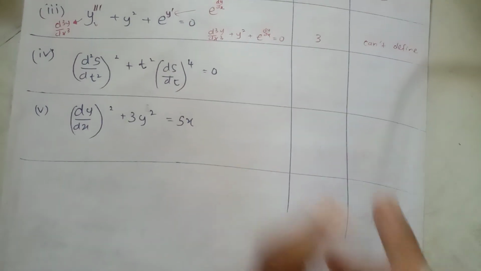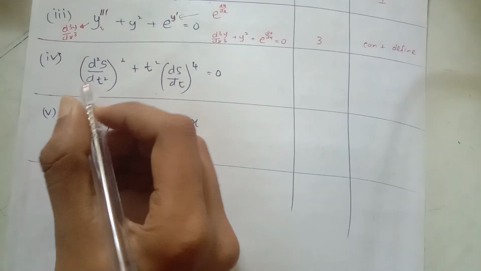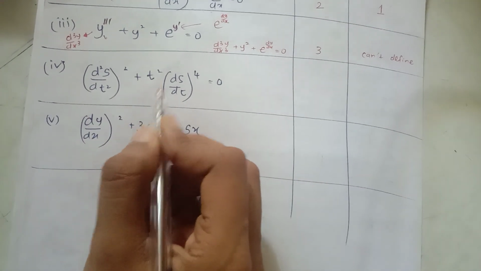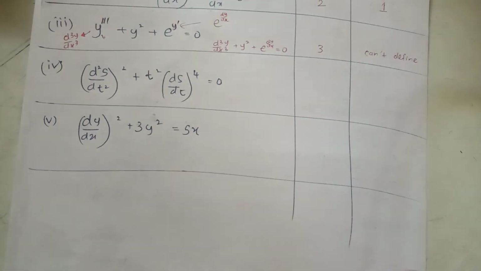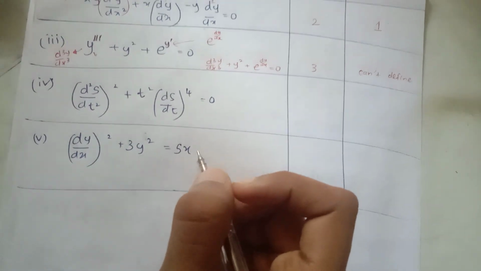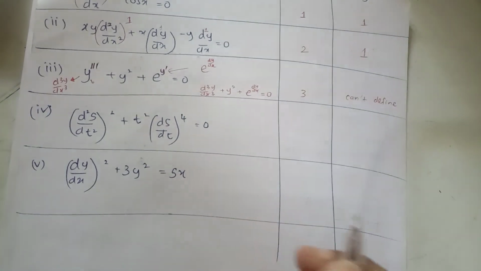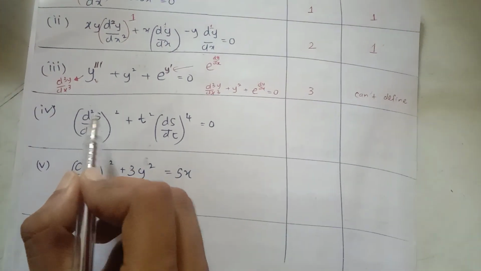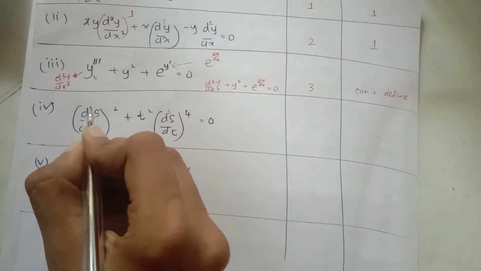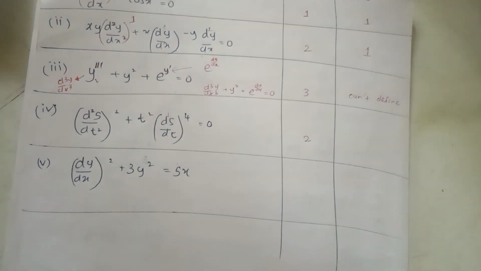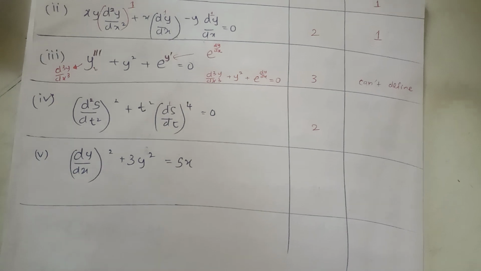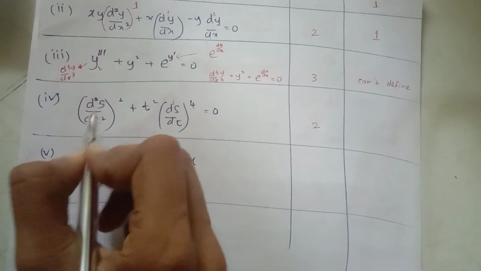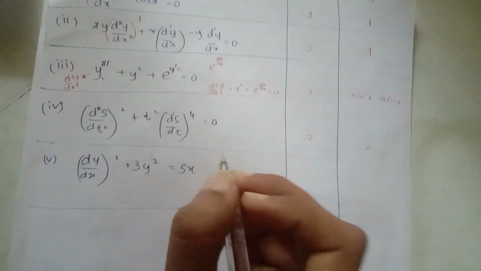Move on to the next example. d square s over dt square to the second power plus t square times ds over dt to the fourth power. So what is the order of this? To find the order, you have to consider the highest derivative term, which means this, right? This is the first derivative, this is the second derivative, so the order is 2. For degree, you have to consider the highest derivative term, which means this. So the power of this is 2, not 4, right?